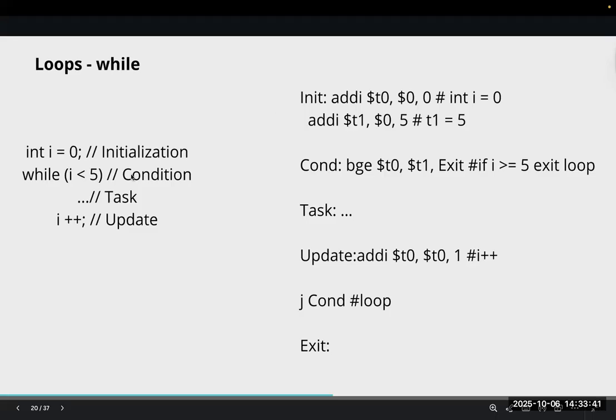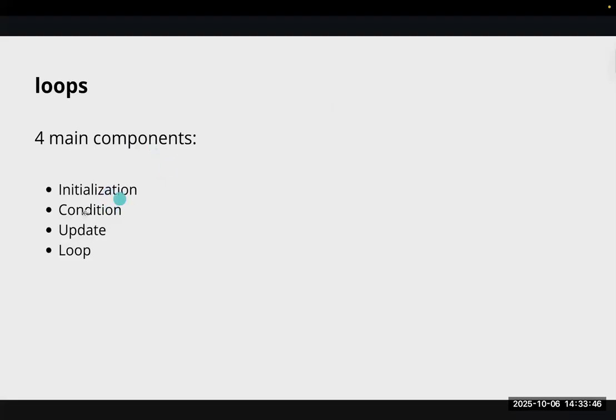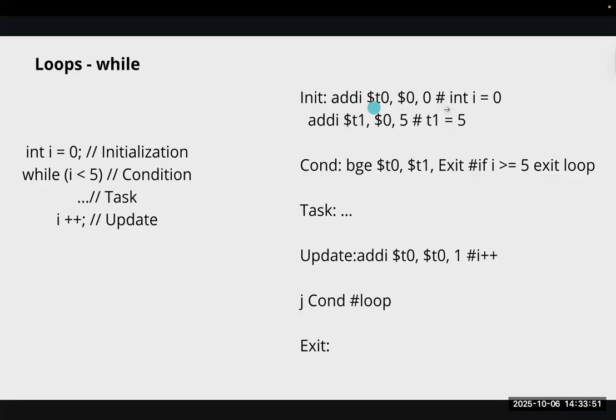So, like I said, we have four main components: initialization, condition, update, and loop. Initialization, so int I equals 0. We need to make sure we have everything that we need to start the loop. You don't have I, so you initialize I, and you want to compare it with 5. So you need to have a 5 in a register. That's the initialization part. You have everything that you need.